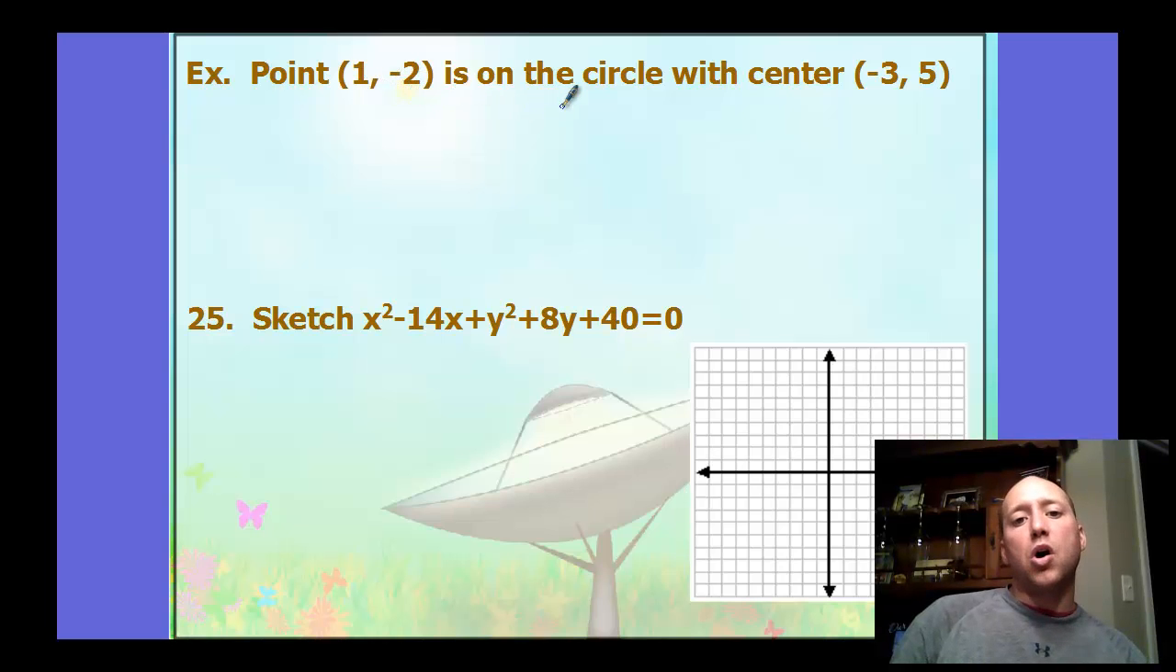So for an example, the point (1, -2) is on the circle. That means that this is like an x, y value on the circle. And then the center (h, k) is (-3, 5). And so we want to write the equation of this.